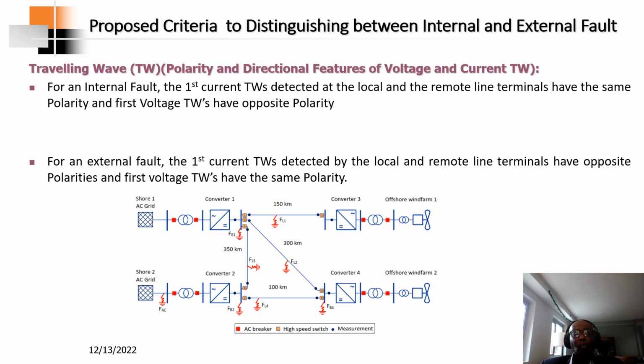Okay, so to distinguish between an internal and external fault, remember I indicated that we can utilize the polarity and the directional features of voltage and current. For an internal fault, the current traveling wave that is detected at the local and remote ends have the same polarity, but the voltage traveling waves have opposite polarity. So we can utilize that to identify an internal fault. For an external fault it is the opposite: the first current traveling waves detected at the local and the remote ends have opposite polarity, but the voltages are the same.